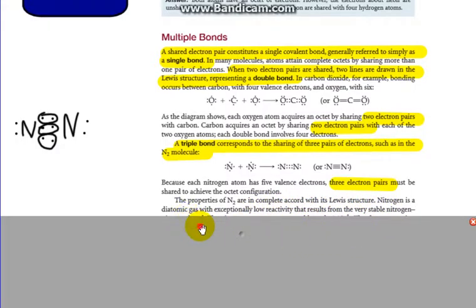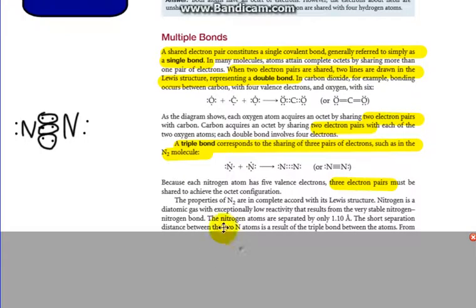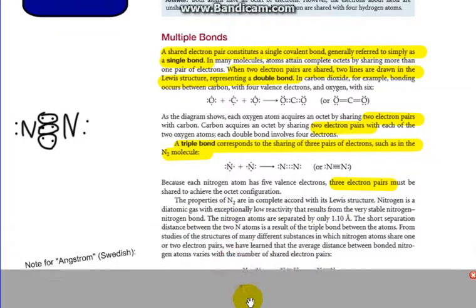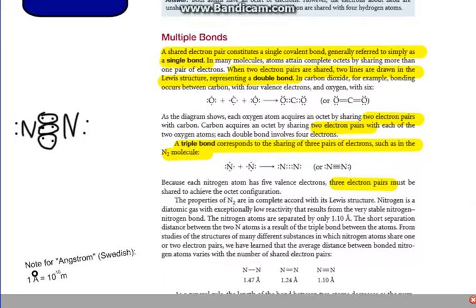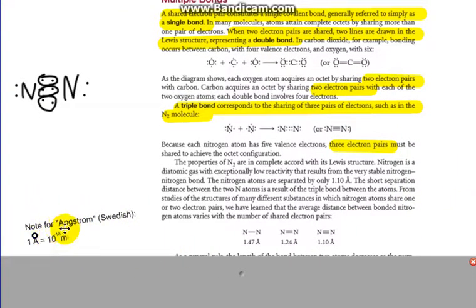Nitrogen is a diatomic gas, one of the elements with exceptionally low reactivity that results from the very stable arrangement. The nitrogen atoms are separated by only 1.10 angstrom. Now, angstrom is a unit of length. If you just make this little note here, it's a Swedish word actually, 1 angstrom, and it has a little circle over the A. I'm not sure why. It has something to do with the Swedish language, I suppose. It equals 10 to the negative 10 meters. So here we're talking about really small distances, of course.